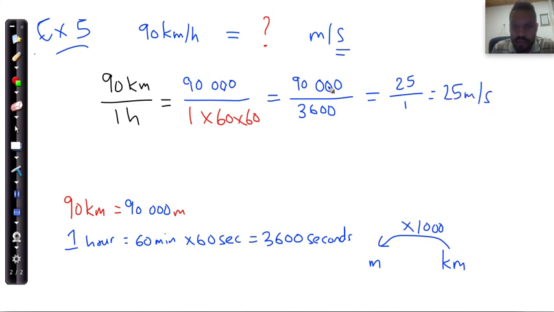Okay, at this point, type it in the calculator, look at it like that. If it just says 25, you can write it as 25 over 1, which means 25 meters in each second is covered. So that's our first example. In the next one, we're going to look at an example how we go from meters per second all the way to kilometers per hour.